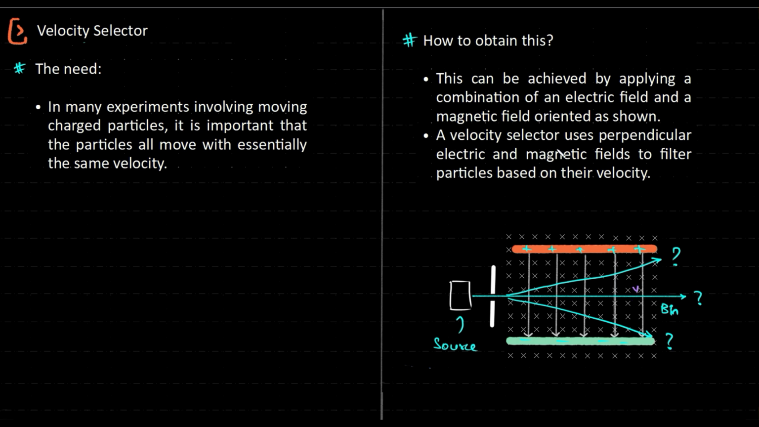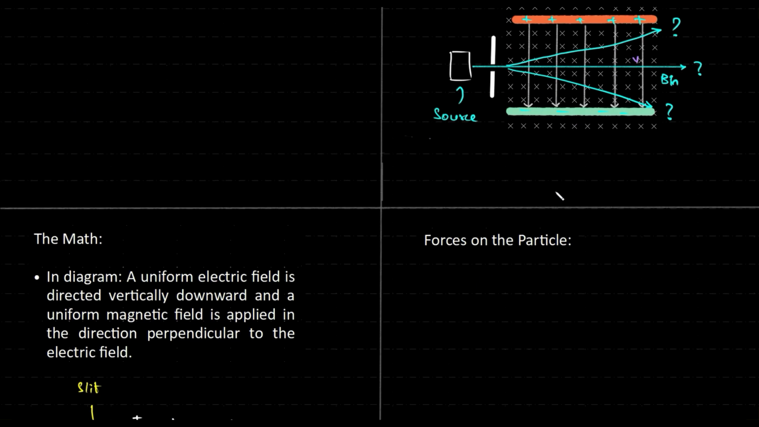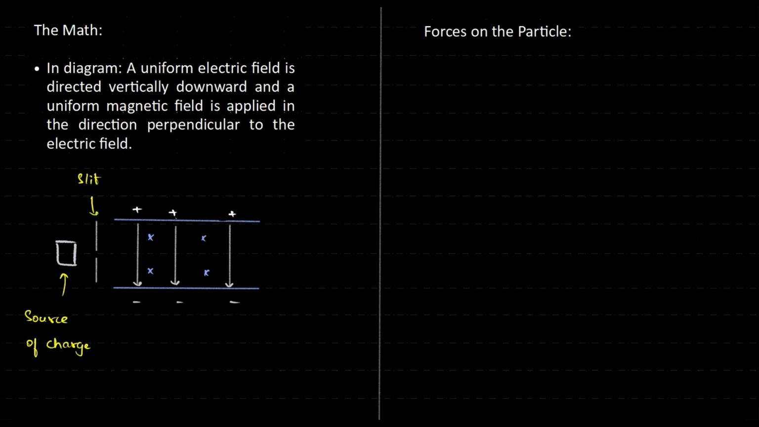So basically a velocity selector, as the name tells, is going to select a charge with a particular velocity. It uses perpendicular electrical and magnetic fields to filter particles based on their velocity. That's the job of a velocity selector. So we're combining both the concepts now. So let's see the actual math.